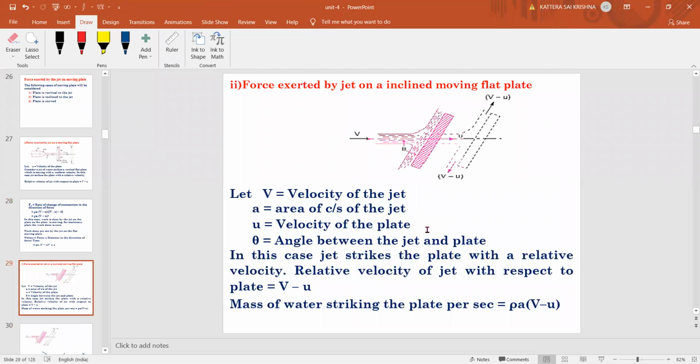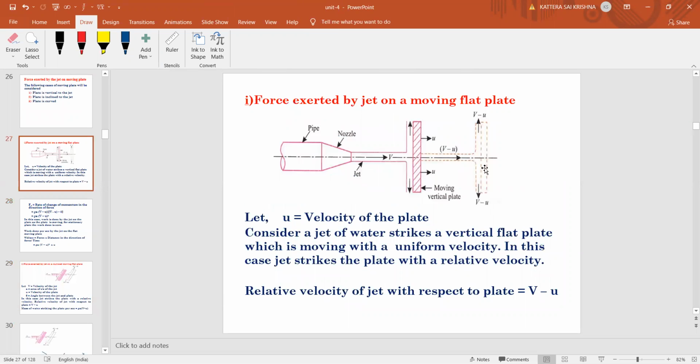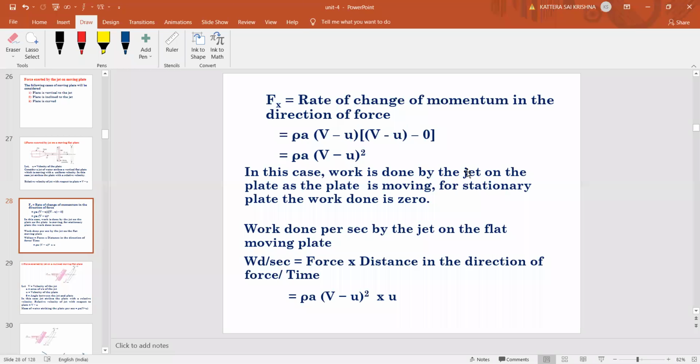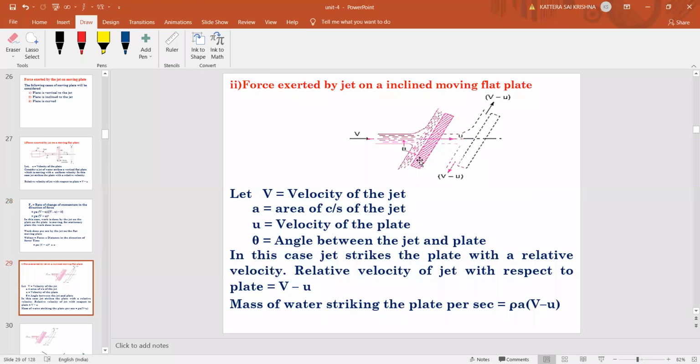Next, we have a vertical plate which is moving. Now we'll take an inclined plate which is moving. Same thing, again the same concept. The jet will be coming with a velocity of v. Since the plate is already moving with some velocity taken as u, the initial velocity with which the jet hits the plate is again v minus u.